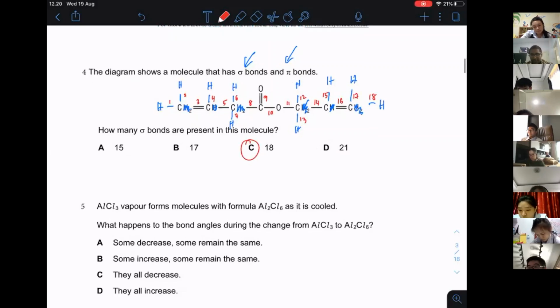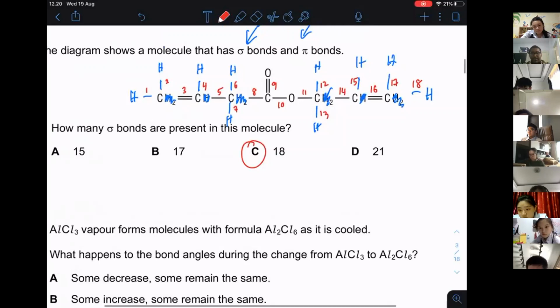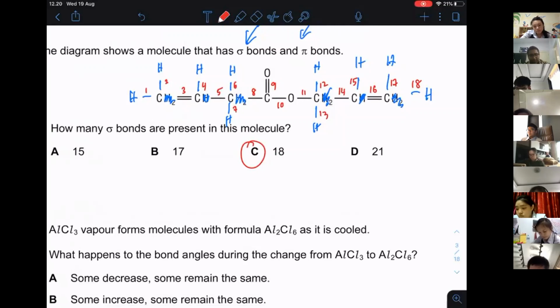I think I show it in a very good manner over here. Some of the common mistakes: students just count the straight lines. They forget about the hydrogen, the carbon and hydrogen. That's the problem.